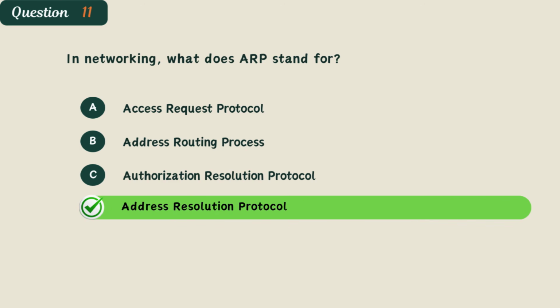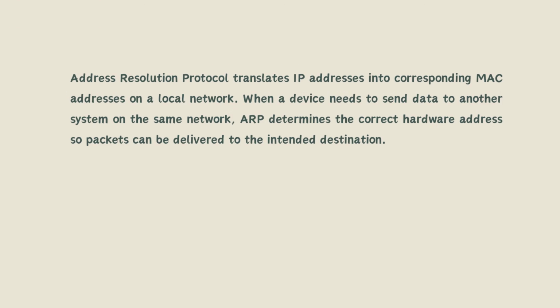Correct answer: D. Address Resolution Protocol. Address Resolution Protocol translates IP addresses into corresponding MAC addresses on a local network. When a device needs to send data to another system on the same network, ARP determines the correct hardware address so packets can be delivered to the intended destination.